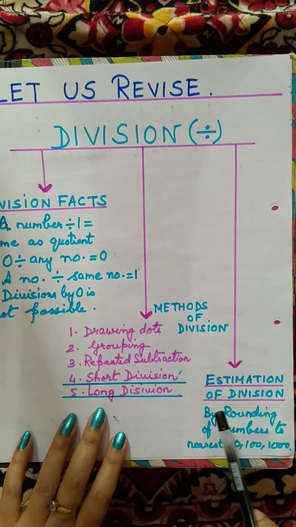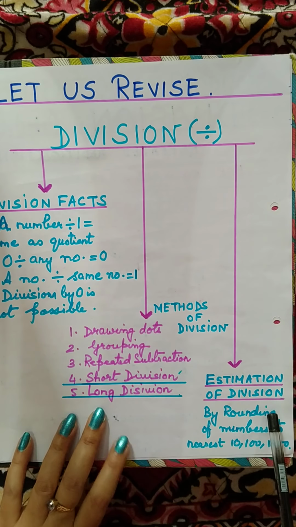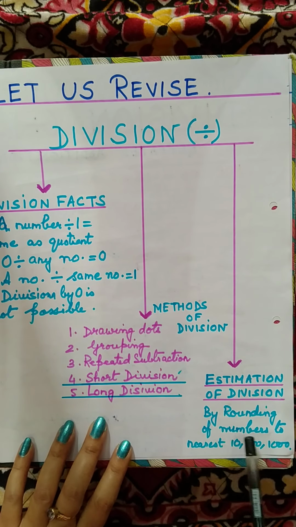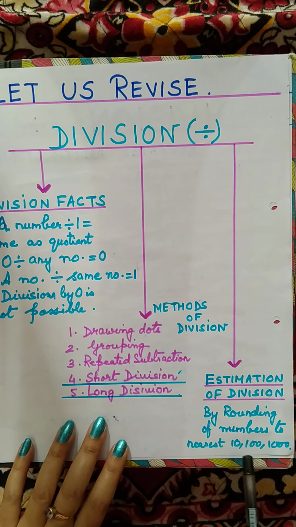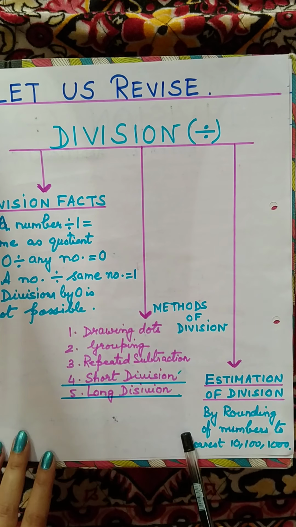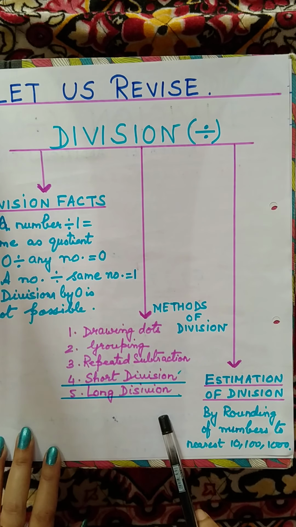Now, estimation of division. We did estimation of division just now. We do it by rounding off numbers to the nearest 10, 100, 1000 and so on. I hope, dear children, division is clear to you.